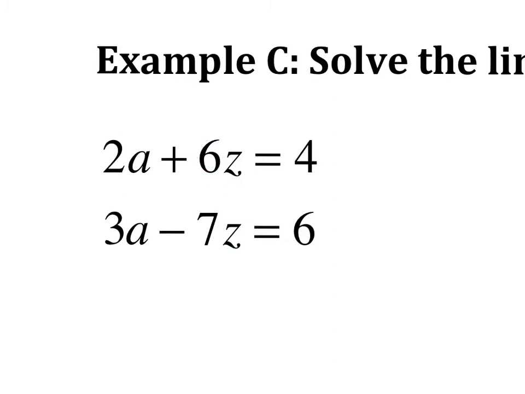So I'm going to take this 3 and multiply it across the board there. Now I'm going to take this 2 here and multiply it across the board there. However, let's just pay attention. What do I need? This will give me a positive 6a. This will give me a positive 6a. But I want one of them to be opposite. So I'm just going to change this to negative. And it doesn't matter which one.